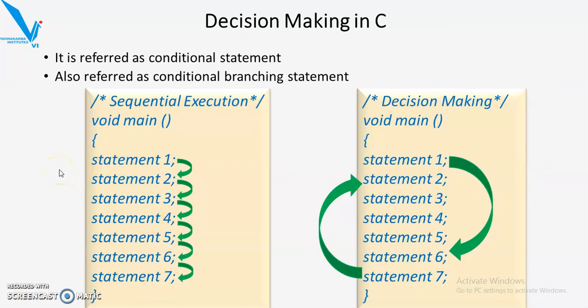Now, first is decision making in C. What is decision making? Why do we require decision making in C? In C programming, suppose we have written this code where we have the void main, and inside the opening and closing curly braces we have written some statements. First of all, we have a main function, right? Then inside the body we have the statements or lines of code, that is 1, 2, 3, 4, 5, 6, 7 statements.